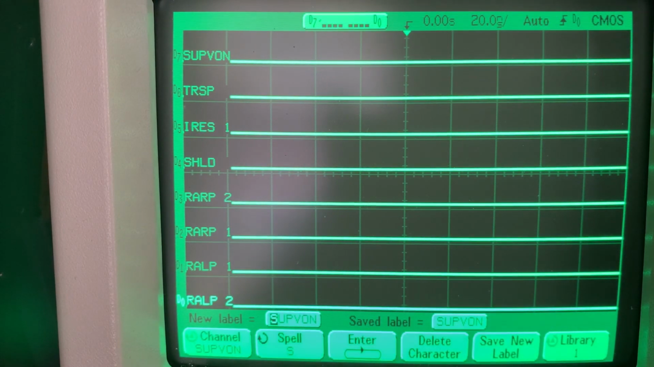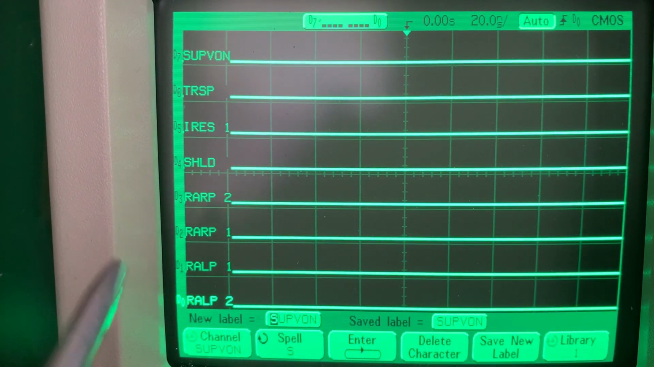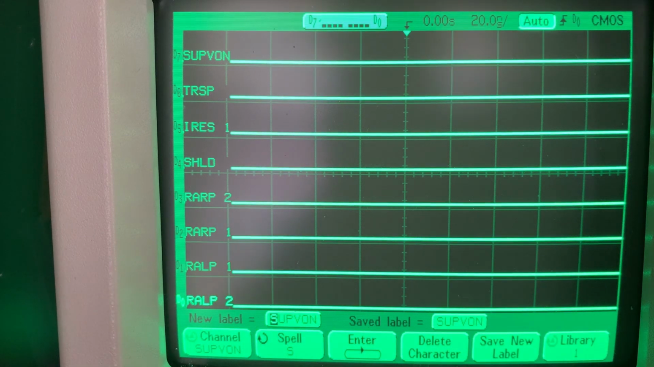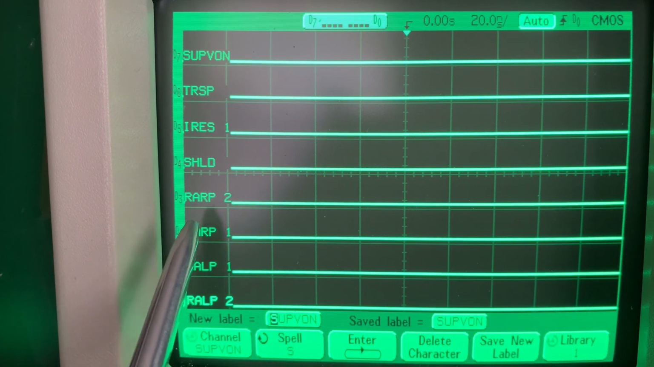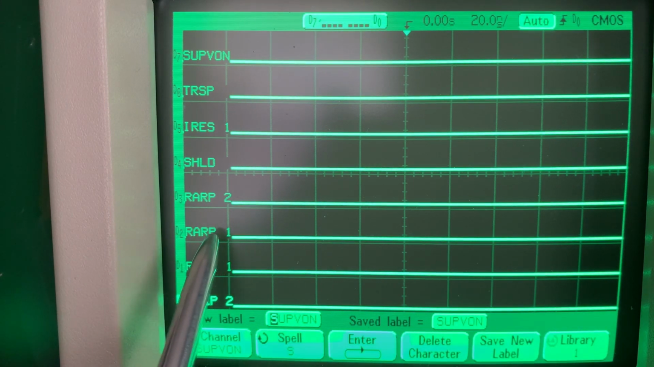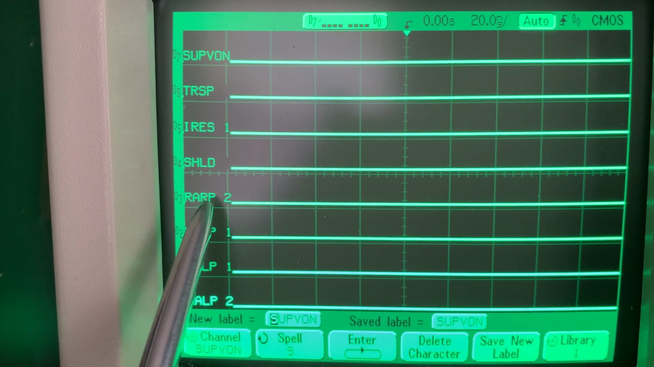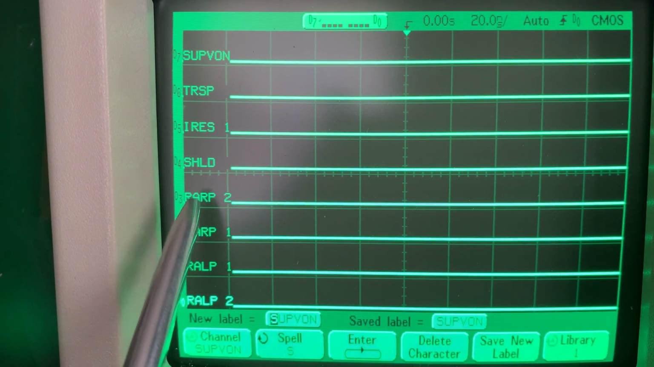Okay, I'm not sure I'm onto something, but this might be something here. So we're going to look at these signals going into the tape deck peripheral card. RALP2 and RALP1 are the left tape lifters. Left tape lifter, okay? This RARP1 and 2 are the right tape lifters, okay?